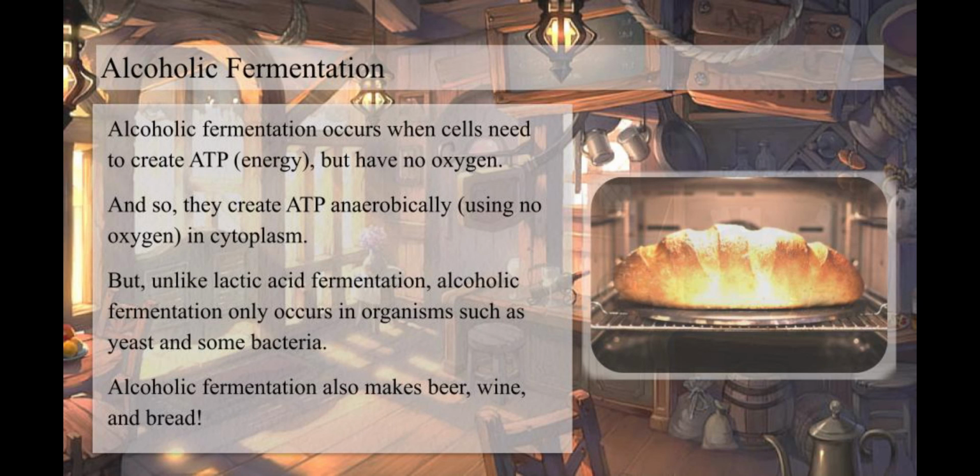Alcoholic fermentation occurs when cells need to create ATP but have no oxygen, and so they create ATP anaerobically in the cytoplasm. But unlike lactic acid fermentation, alcoholic fermentation only occurs in organisms such as yeast and some bacteria. Alcoholic fermentation also makes beer, wine, and bread.